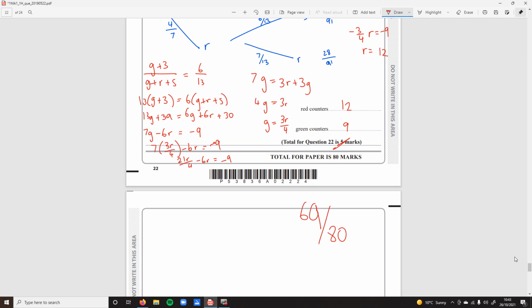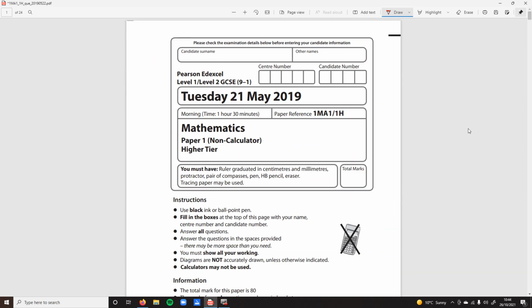I want to see what the grade boundaries were. 2019 Edexcel. Let's see. Wait, what was the code of this paper? Total marks 69. Cheeky. Let's have a look. So, why can't I find maps? There we go.